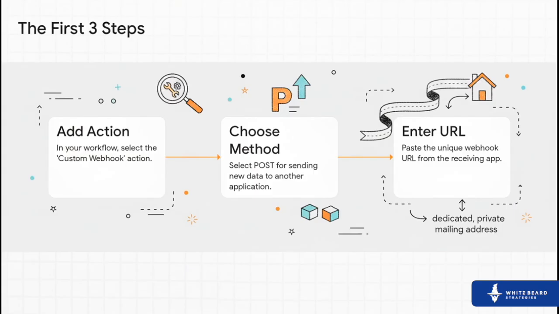Now, getting these first few steps right is absolutely key. So first, inside your workflow, you just add a new action and search for a webhook. Easy. Second, you got to choose the method. You'll see a few options here, but 9 times out of 10, when you're sending new info to another app, you're going to use POST. Just think of it like you're posting a letter. And third, you'll paste in a unique URL you get from the other app.